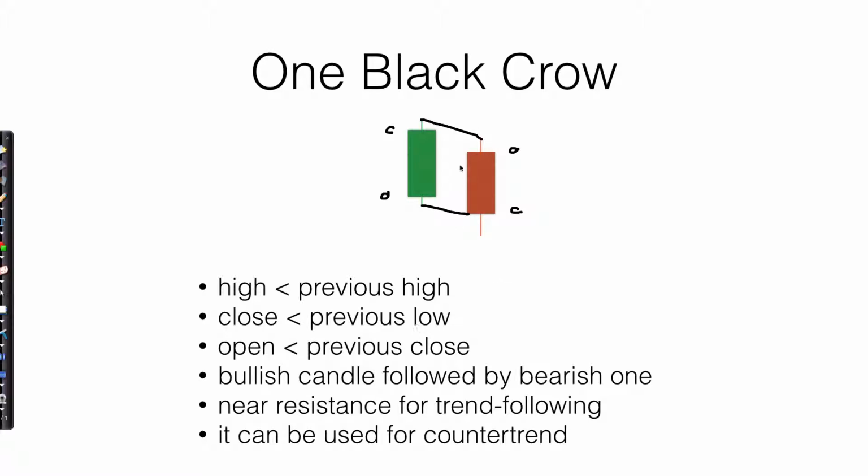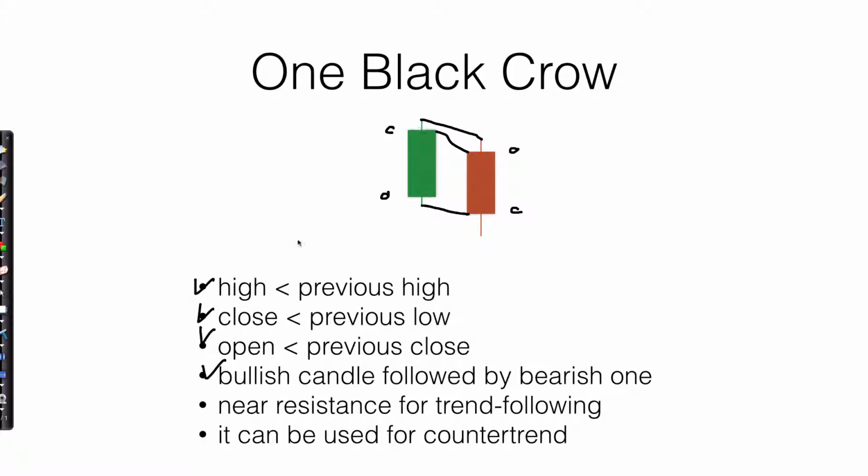And also we want the open, that is here, to be below the previous close. Something like that. Now this candle must be bullish, and so these 3 are okay. Bullish candle followed by a bearish one, okay. And again, for trend following, we want to see it near a resistance.